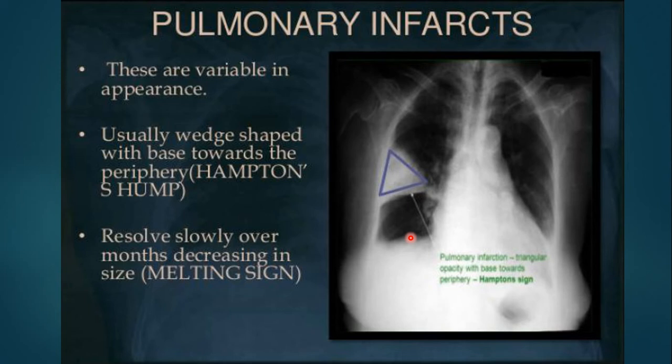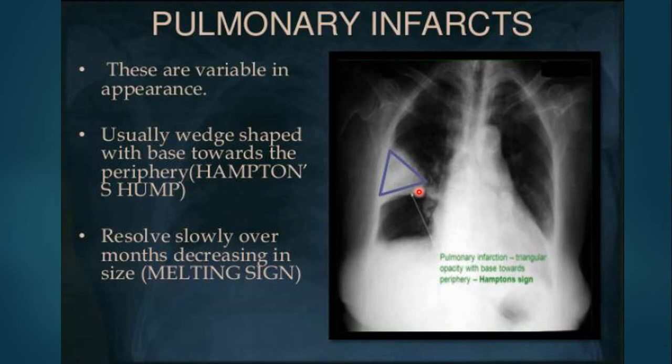Good. Now let's talk about pulmonary infarcts. Pulmonary infarcts are areas of the lung that for any reason lost their blood supply, leading to infarction. Just like CVA, cerebral infarct, there is pulmonary infarct. Okay, they are variable in appearance. Usually it presents as a wedge-shaped, triangular-shaped opacity with its base towards the periphery, and that's what we call Hampton's hump. Just like here, Hampton's hump, triangular, based peripherally.